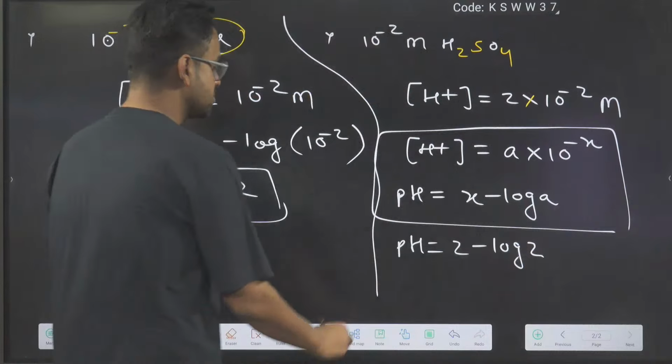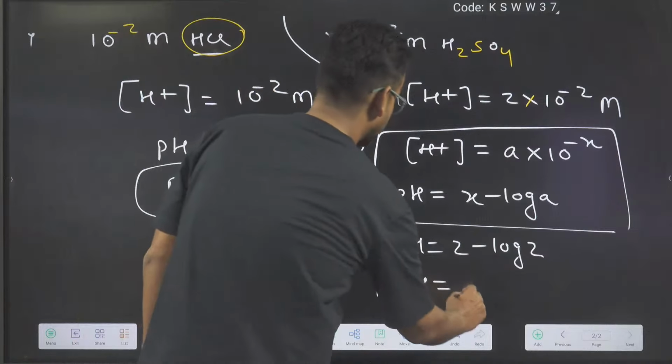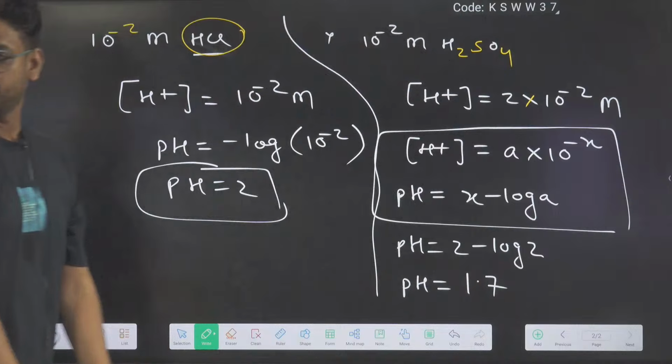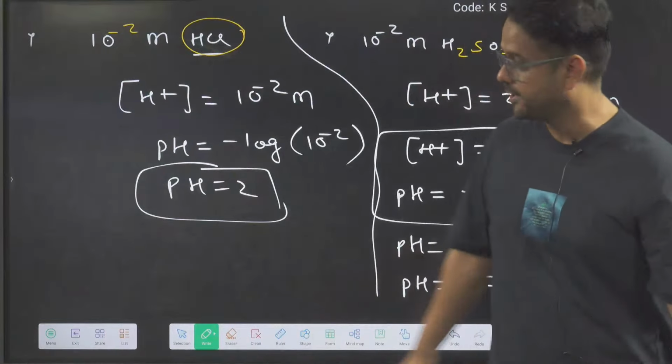And log 2 is how much, boys and girls? Please remember 0.3. So 2 minus 0.3, 1.7 is the correct answer over here. Yes, very good, everybody. Well done.